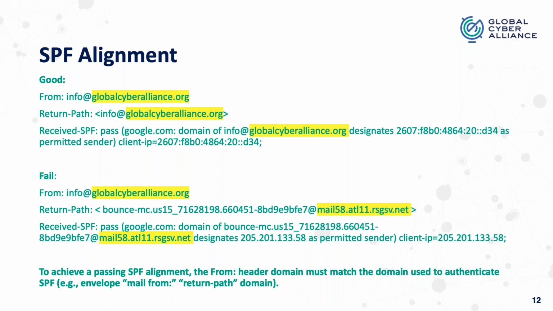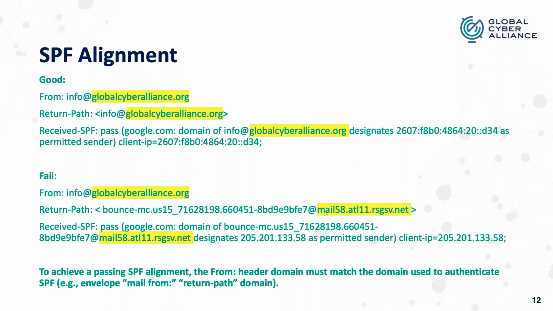But for SPF, it still passes. Why? Because SPF verification is checking the return path. It's checking this rsgsv.net to say, okay, do you have an SPF record? Yeah, you do. This is the IP address we got the mail from. Is it a permitted sender? It is. Okay, so SPF passes. So you can see how the from address can be spoofed, but the return path, which is behind the scenes where the actual email is coming from, can pass those SPF verifications or SPF checks.